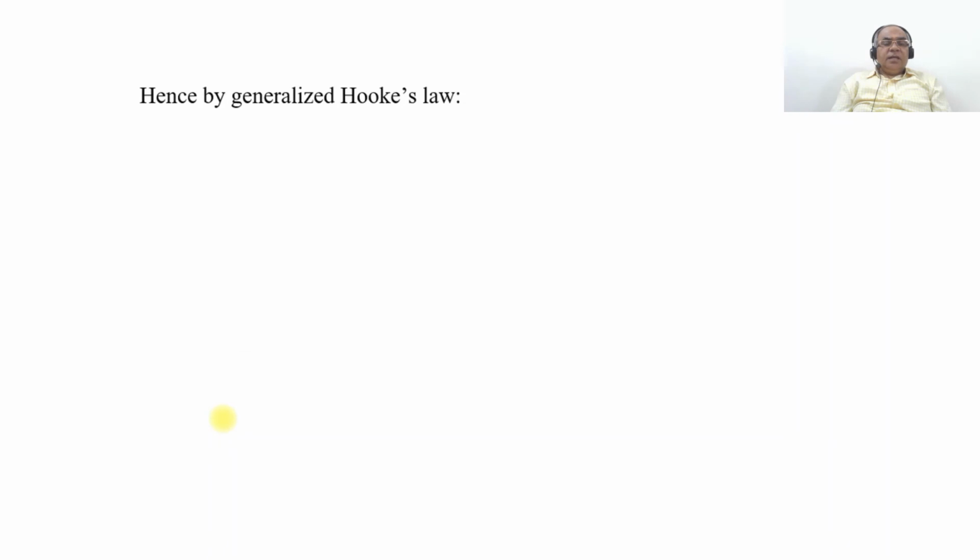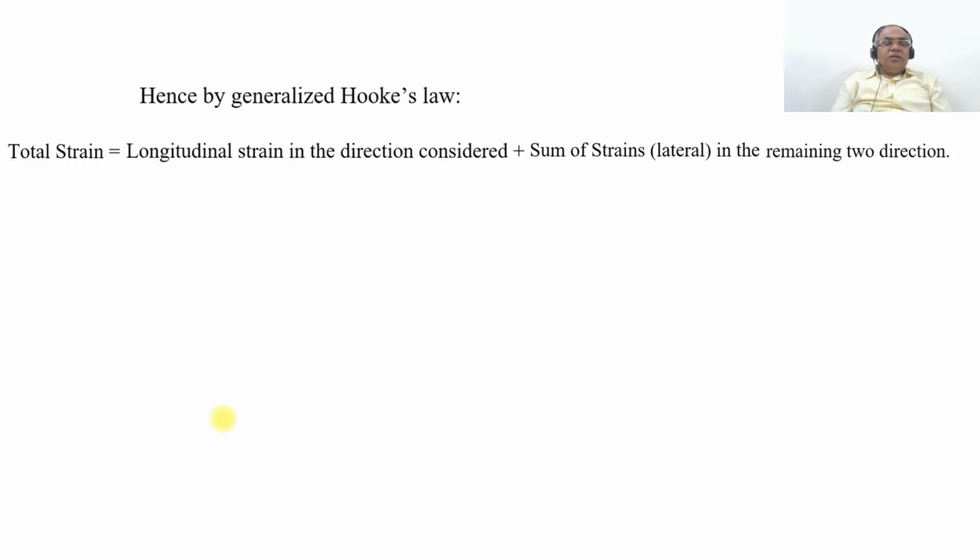Therefore, by the generalized Hooke's law, what is the total strain? That is the longitudinal strain induced in the direction considered, plus the sum of the strains that are lateral in the remaining two directions. So what is the total strain along the direction of XX? Epsilon X will be equal to sigma X by E minus sigma Y by M into E minus sigma Z by M into E.